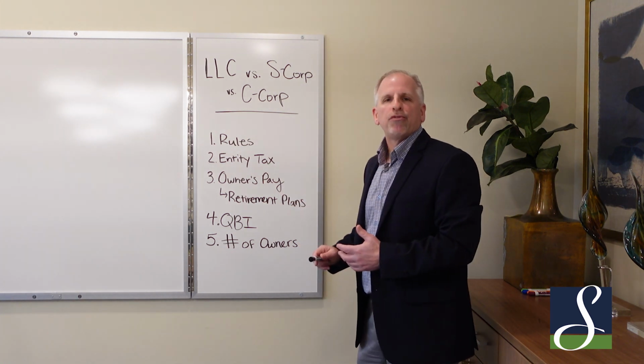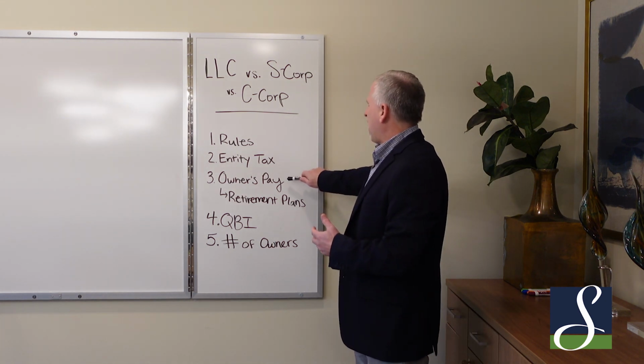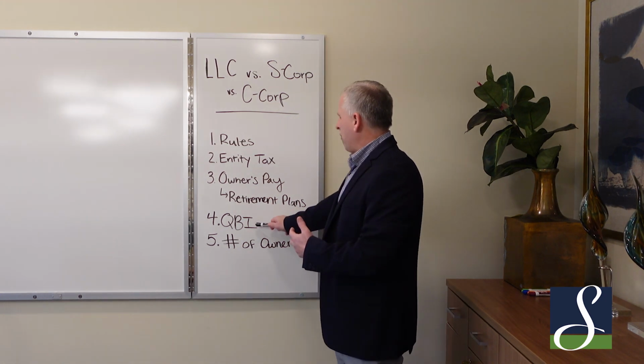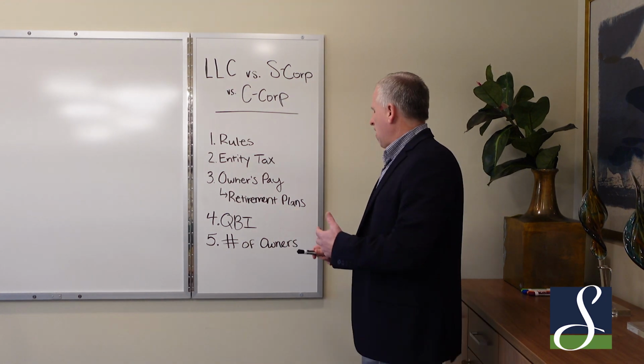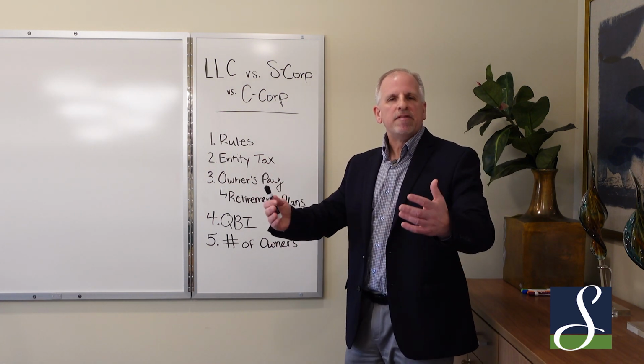I'm looking at the rules. I'm looking at entity level tax. I'm looking at owner's pay, how the owner pays themselves. I'm looking at QBI, and I'm looking at the number of owners in this entity, in this business.